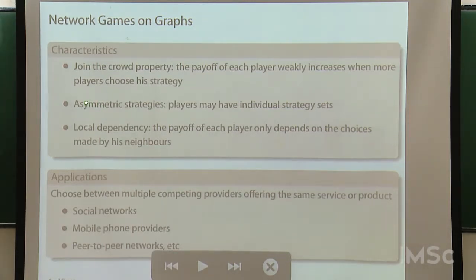The second property is that the players may not have the same set of strategies. These are allowed to be different. The third property is that you want to impose some kind of a neighborhood structure on this game. Think of this essentially as a coordination game with some neighborhood structure. You're not trying to coordinate with all the players, but you define a neighborhood, and you're trying to coordinate within that neighborhood.